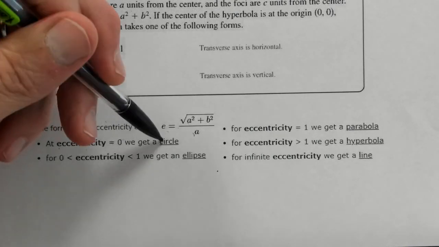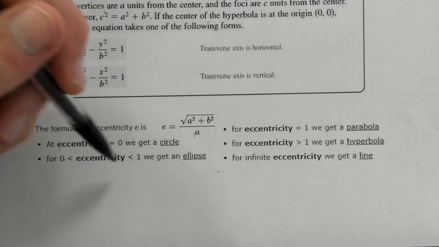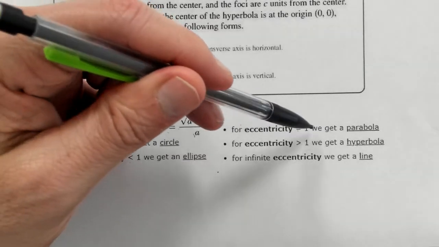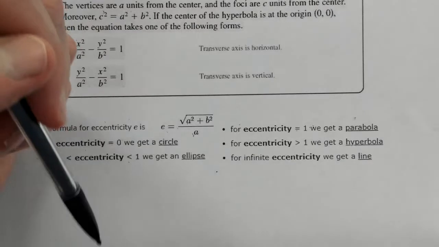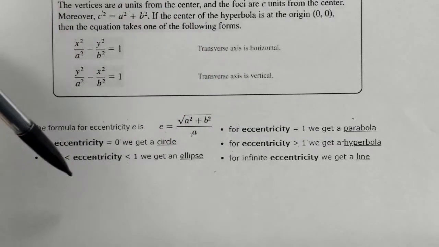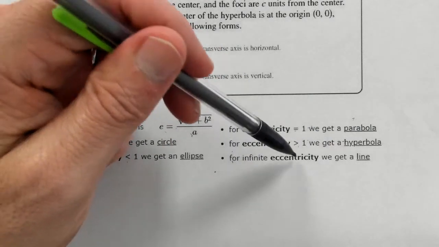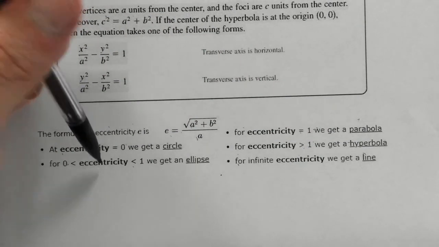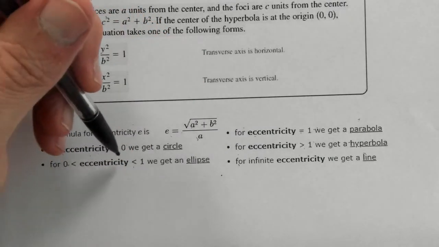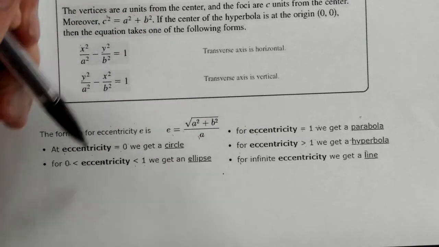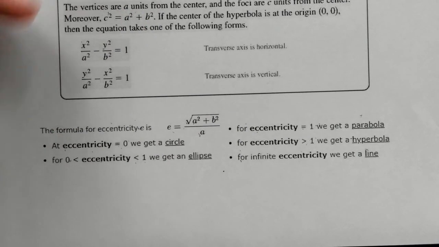And just to get a general idea about eccentricity across all of the conic sections, if the eccentricity is 0, you've got yourself a circle. If it's between 0 and 1, we have an ellipse, and we talked about that. If the eccentricity is equal to 1, then you have a parabola. But when the eccentricity becomes greater than 1, we get a hyperbola. And then for infinite eccentricity, that's when you get it all stretched out to be a line. All right? And so that's just some statements that help you understand what eccentricity gives you. Okay? And here's the formula for eccentricity in a hyperbola.